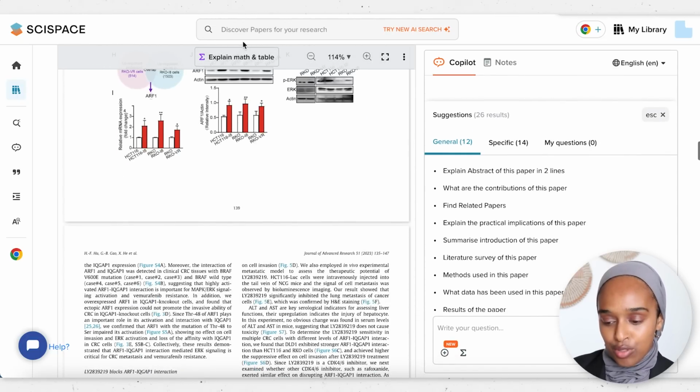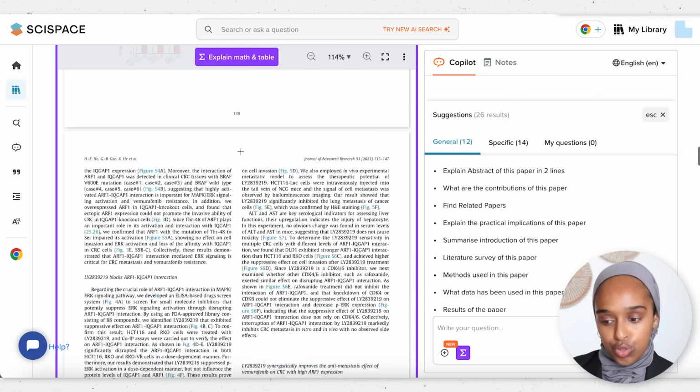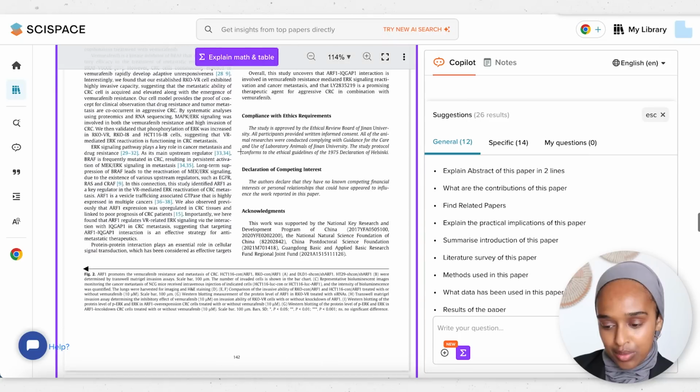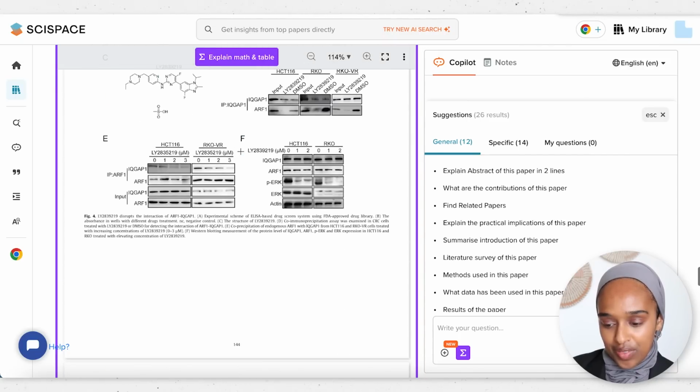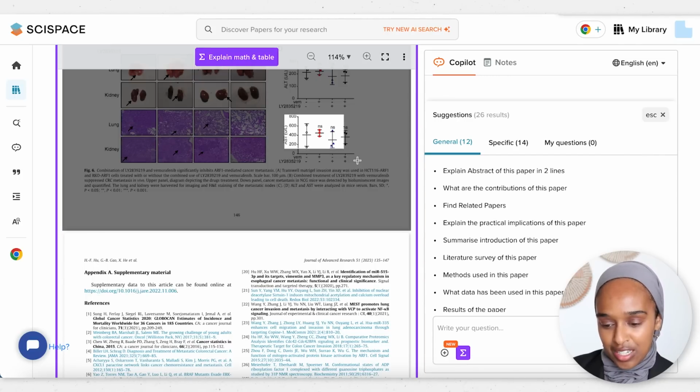And I did test it out. I'm not sure if this one has any maths, but it can test out and explain maths and tables to you. I don't think this one has any tables, unfortunately, but I've tried it and it actually does work. So do try it out for yourself if you want to.